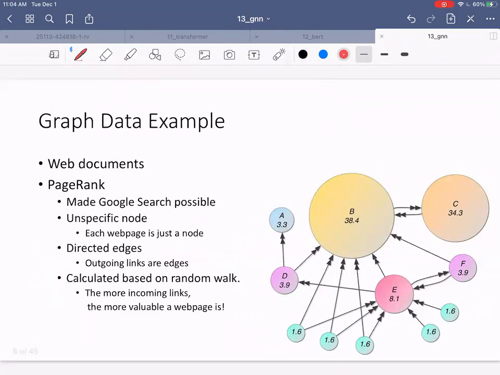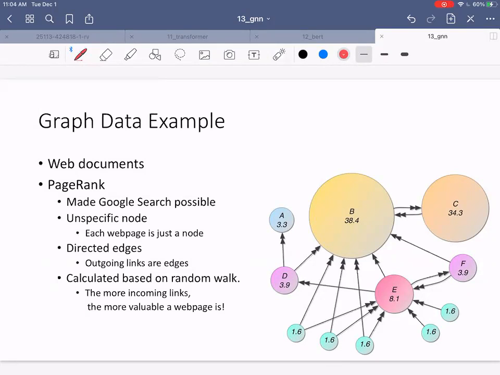Web documents, this is also a very old concept. So this is how PageRank made Google search possible. PageRank is an algorithm for determining how important each document is on the web. So on the web, there are trillions of web documents. Not just billions, but trillions, or maybe even more. We really don't know how many documents there are on the web. And when I say documents, I'm talking about HTML documents. HTML documents are linked to each other.